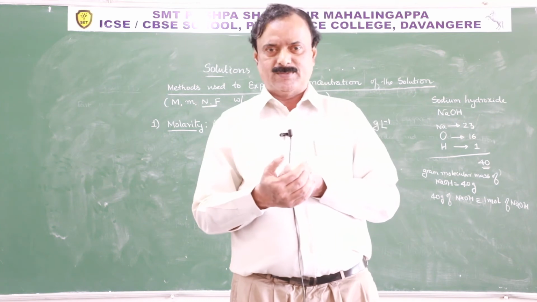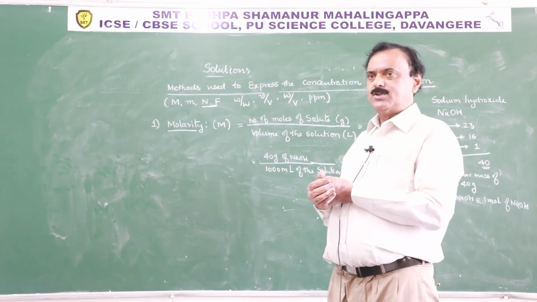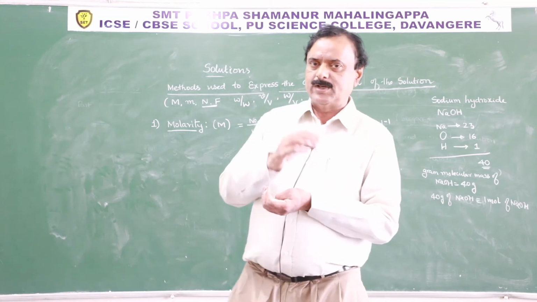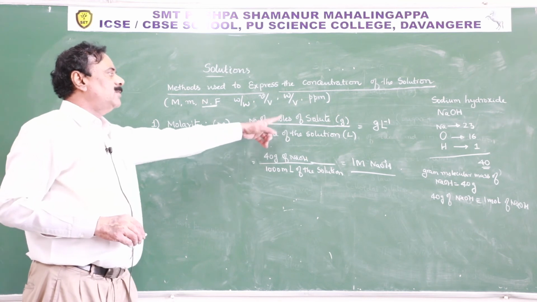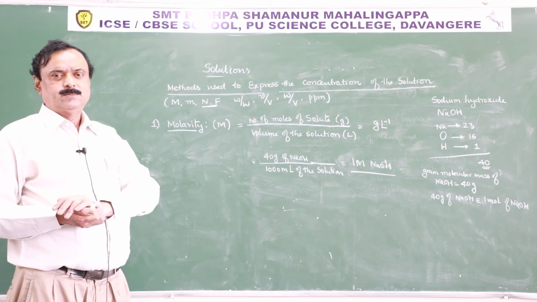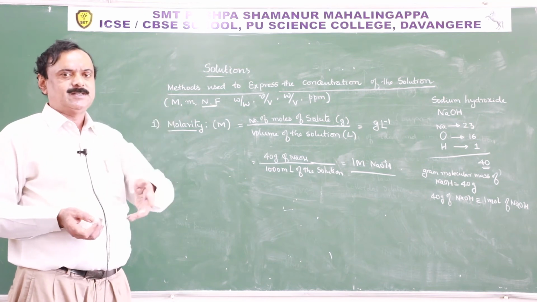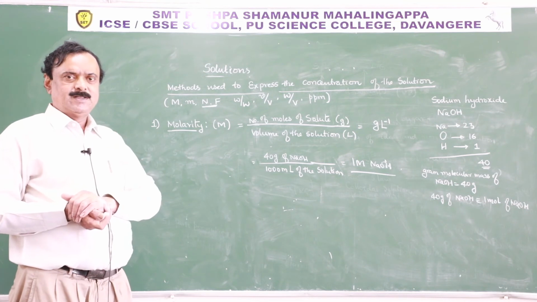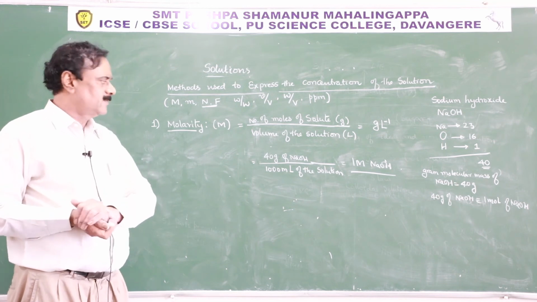Then how to solve the problems? If 4 gram of sodium hydroxide is dissolved in 100 ml of the solution, then how to calculate the molarity of the solution? One method: you have to convert to the number of moles of solute. 40 gram is 1 mole. If it is 4 gram, that means 0.1 mole. If it is 8 gram, then 8 by 40. If it is 10 gram, 10 by 40 moles.